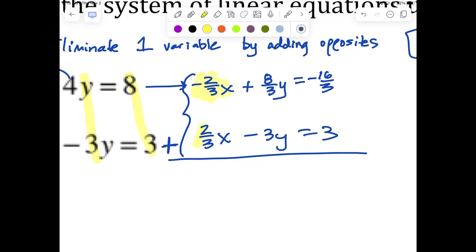What is negative 2/3 x plus 2/3 x? 0. I eliminated the x. Yay me. I eliminated the x. It's gone. And now I just continue adding.